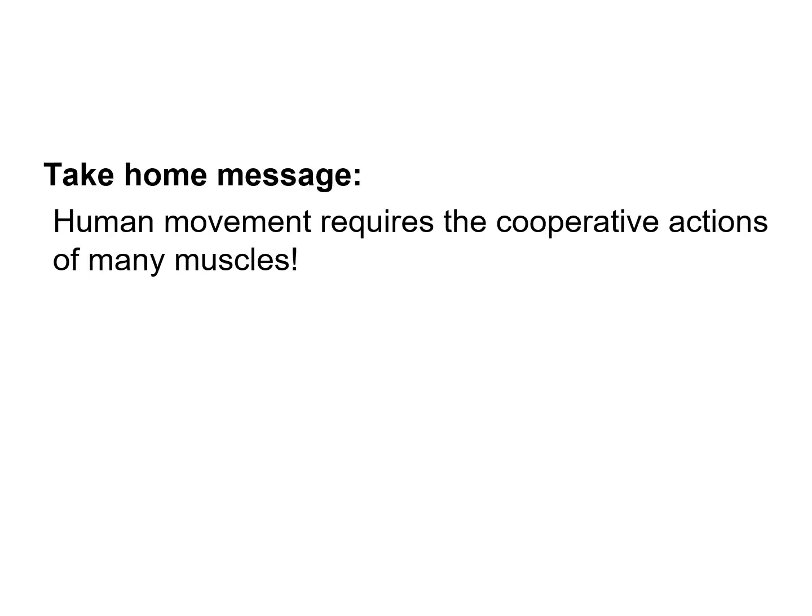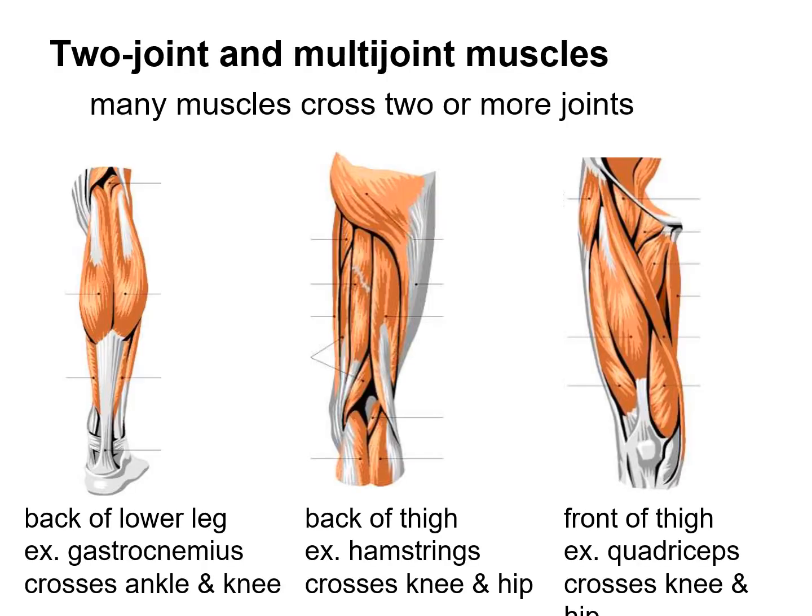So the take-home message for this part of the lecture: human movement requires the cooperative action of many, many different types of muscles. So let's talk about two-joint and multi-joint muscles. Many muscles cross two or more joints. We see this in the posterior of the lower leg with our gastrocnemius muscle. It crosses the posterior ankle joint at the Achilles tendon and the posterior knee joint. So it can cause plantar flexion and knee flexion.